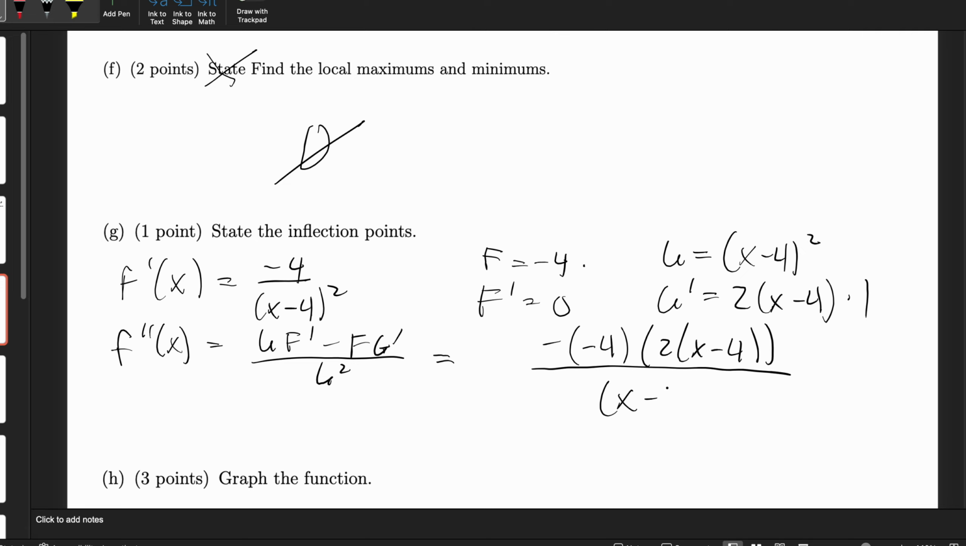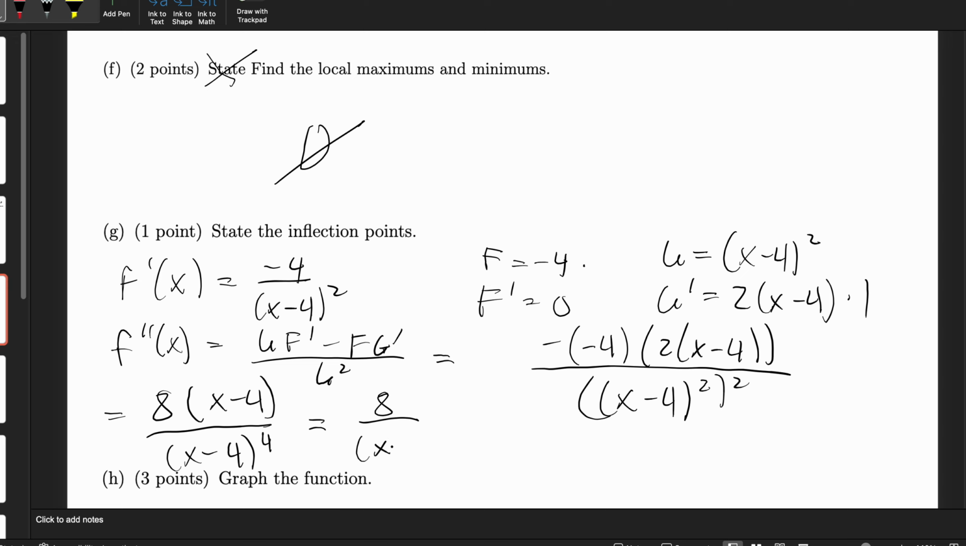So that's going to be (x − 4) to the 4th power. So (x − 4) squared, maybe I won't skip any steps. And you can simplify this. This is going to be 8 times (x − 4) all over (x − 4) to the 4th power, which is 8 over (x − 4) cubed, because you can cancel this with this, and this becomes a 3. Good.